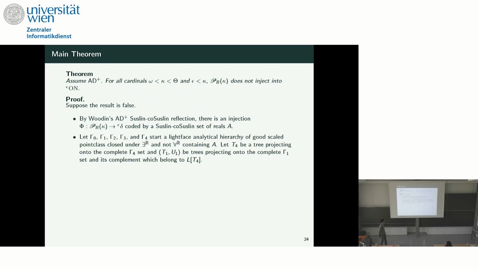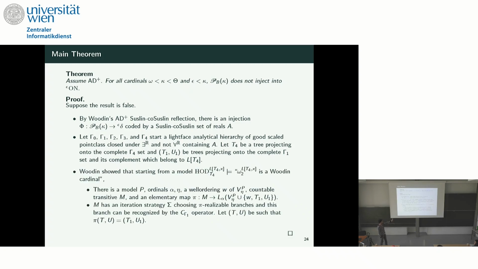And then you have to use this kind of Gamma Woodin setup. So fix five pointclasses that are tightly connected to each other. They form a Wadge-like analytical hierarchy of good pointclasses closed under exists R, not for all R, and contains the coset A. Let T4 be a tree that projects onto the complete Gamma 4 set, and let T1 and U1 be trees that project onto the complete Gamma 1 set and its complement, which is constructible in L[T4]. Woodin showed that for some real x, HOD of L[T4, x] with parameters from T4 thinks that omega_2 of L[T4, x] is a Woodin cardinal.